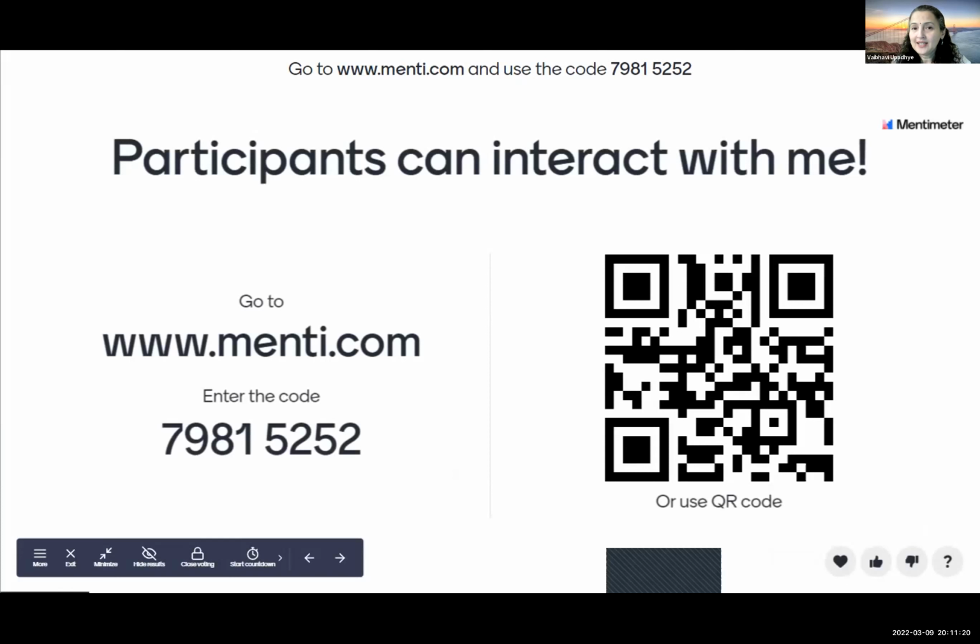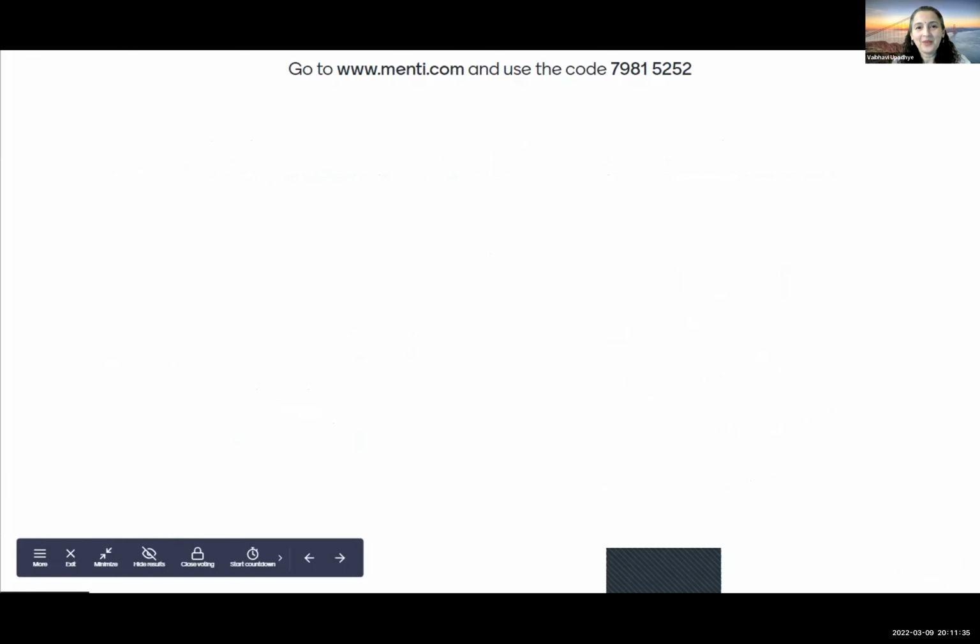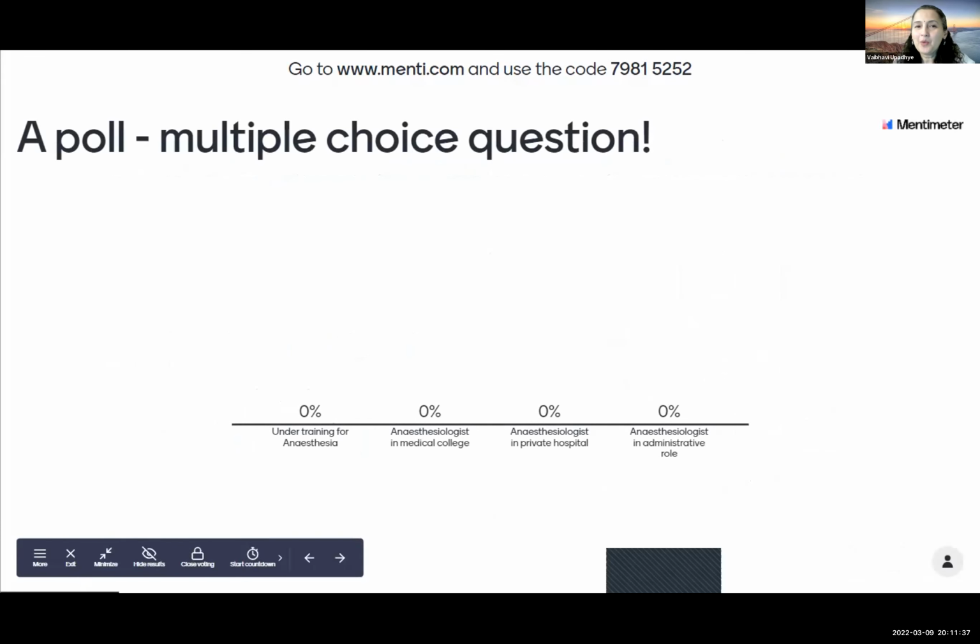The second way is through the ClearNet web page. Whatever inputs or questions you have, you can put them there. They will automatically come on the Zoom chat, and our moderators will bring them to us. So let's begin with a poll.